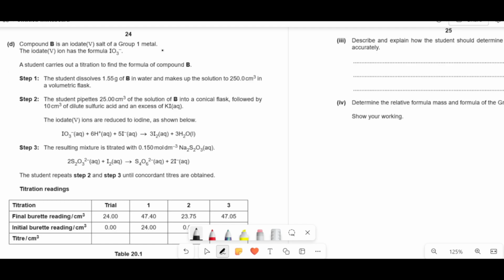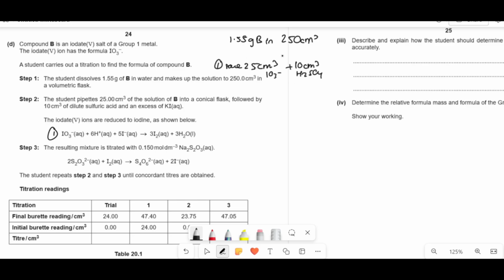Compound B is an iodate in group 1. The iodate has this formula. A student carries out a titration to find the formula of this compound. So what they do is they dissolve 1.55 grams of B in 250 centimeters cubed. They then take 25 centimeters cubed of this, and they add 10 centimeters cubed of H2SO4. The iodate ions are reacting, IO3 minus. Whenever you're doing these, think at each step, what is reacting with what and why?